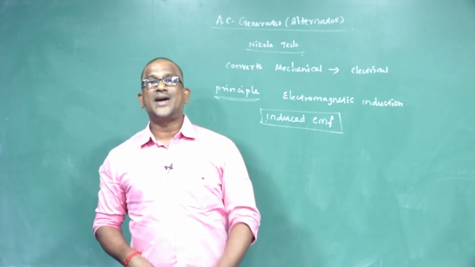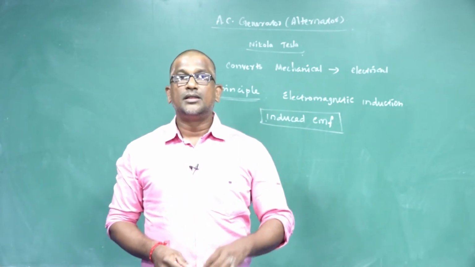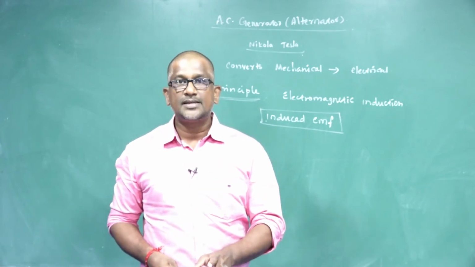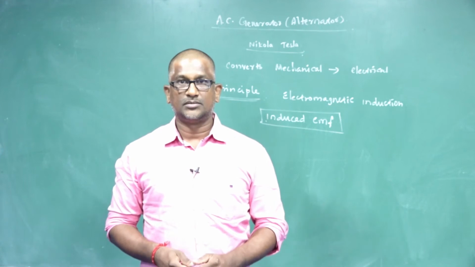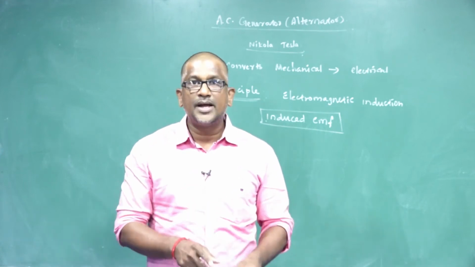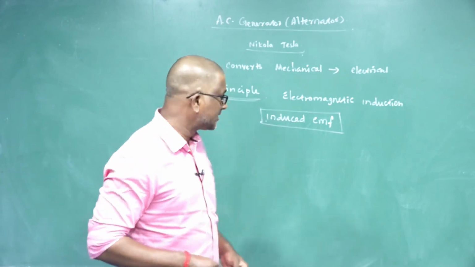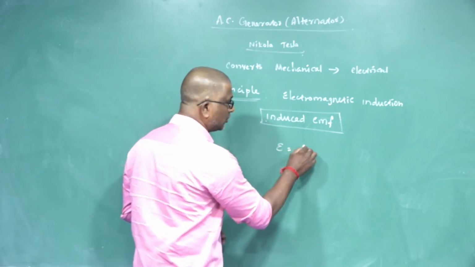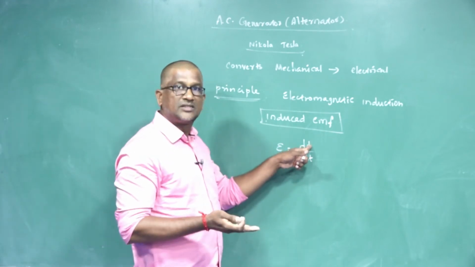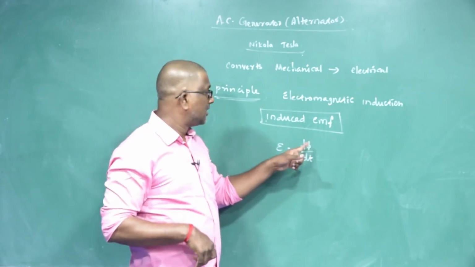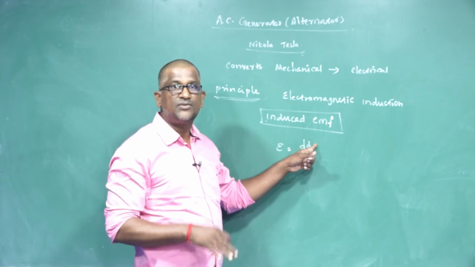Next, Faraday's second law of electromagnetic induction. According to Faraday's second law, the magnitude of induced EMF is directly proportional to the rate of change of magnetic flux linked with the coil. It is given by the relation E is equal to dΦ divided by dt. Φ is the magnetic flux, and dΦ divided by dt is called the rate of change of magnetic flux.